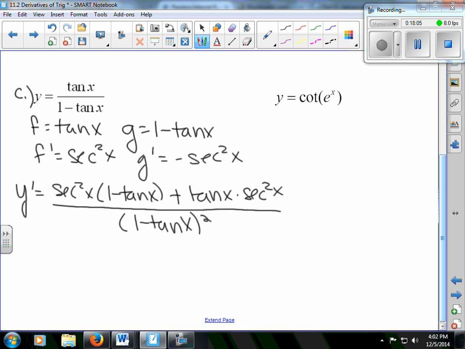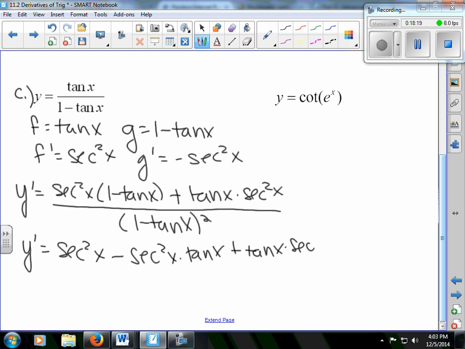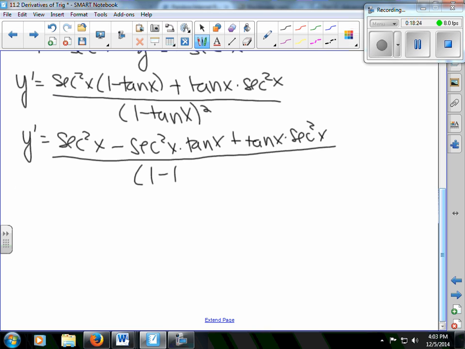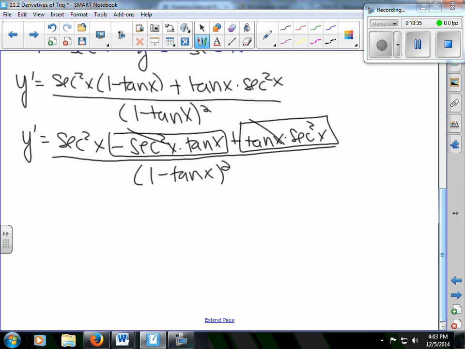I am going to simplify the top here only because it simplifies so beautifully. Let's go ahead and distribute the secant squared to this parenthesis. Do you see it? The tangent x and secant squared x in the numerator are the same and opposite signs, and so they cancel. Here they are: negative secant squared tangent x, positive secant squared tangent x, same thing. They cancel. And so I'm just left with secant squared over 1 minus tangent of x, quantity squared.